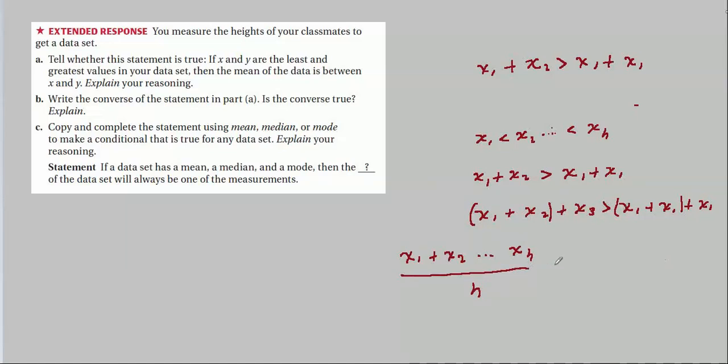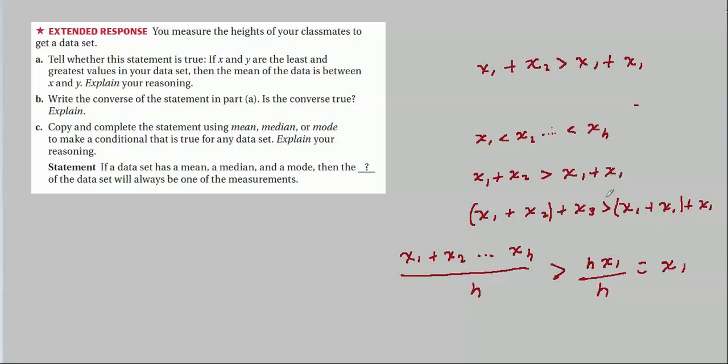We've just divided by n on both sides. Same as multiplying through by 1 over n. You can do the same on both sides. This x1, x1, we're going to end up with n of these x1s here. So that's n times x1. And we divided by n. Which means that our mean here must be greater than x1. These two n's cancel. We just end up with x1.